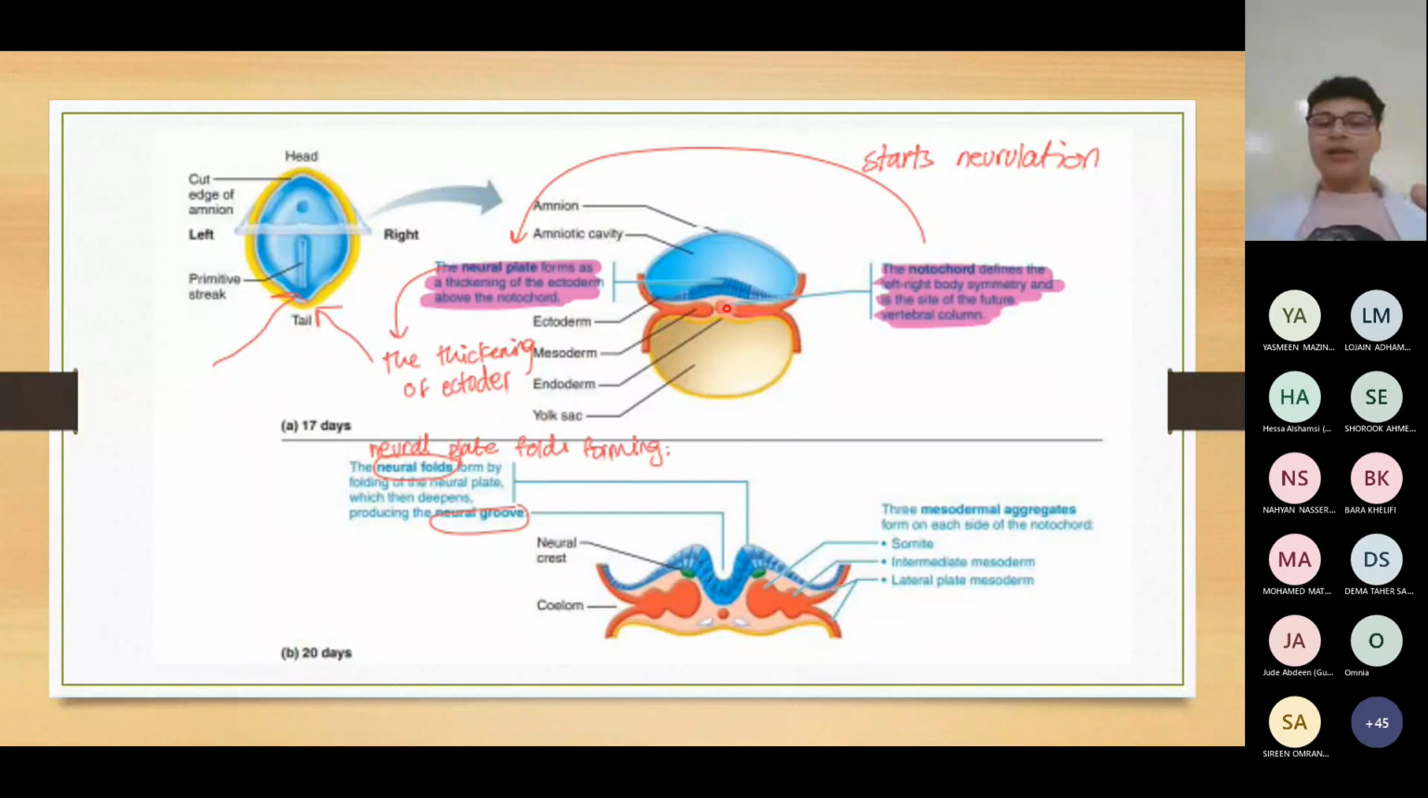Okay, I'm going to repeat again. We have a structure from the mesoderm, a notochord. This notochord, by the way, is going to be the future vertebral column, okay?